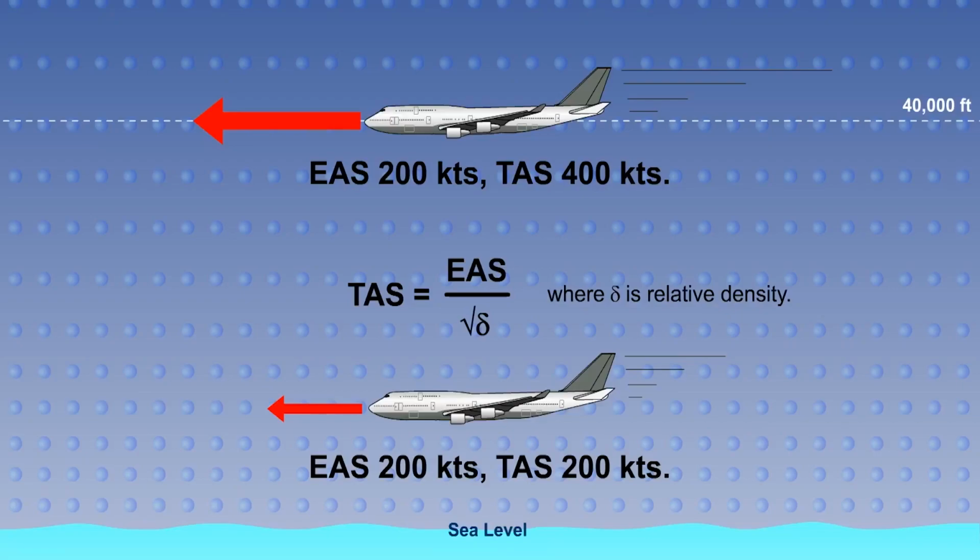Thus, at 40,000 feet, where the density is close to 1/4 of the sea level value, the aircraft will be moving through the air twice as fast as at sea level to maintain the same EAS.